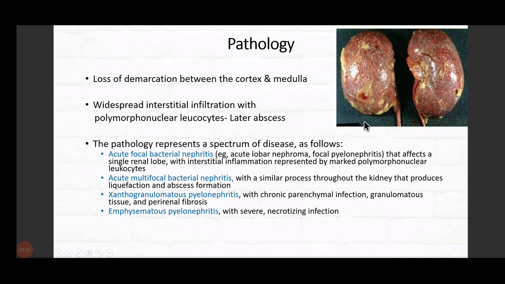Now, this is a granulomatous infection of the kidney. Or it could be emphysematous pyelonephritis. As the word emphysematous suggests, it is gas-related. It is a severe kind of necrotizing kidney infection where gram-negative organisms are present and they produce gas. And this gas is a classical hallmark of emphysematous pyelonephritis. I will show this in the subsequent slides.